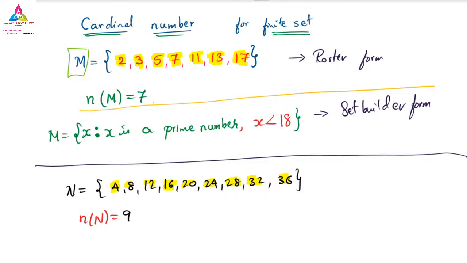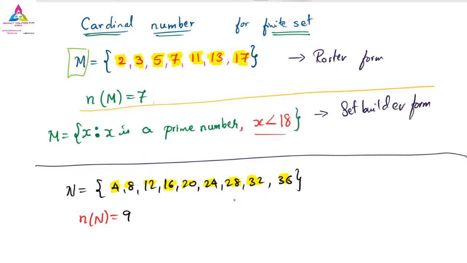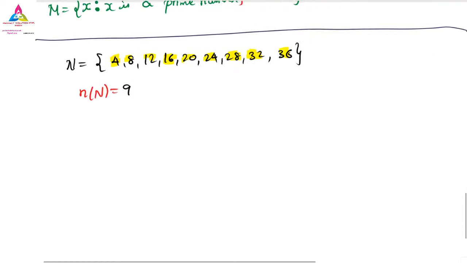So this is the whole thing, what we can call the set builder form. So we have done the calculation. Most importantly here, you see x is less than 18, that we have to write. If you do not write it, it is wrong. So coming to N, you can again convert this N, which is in roster form, or we can call it tabular form. We can convert this into a set builder form.